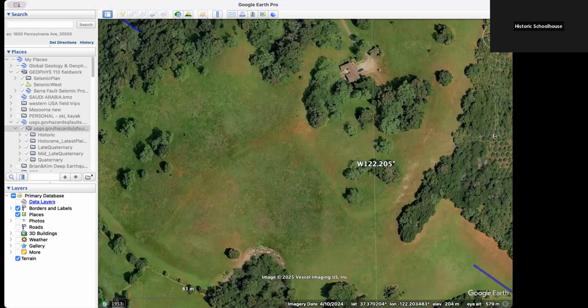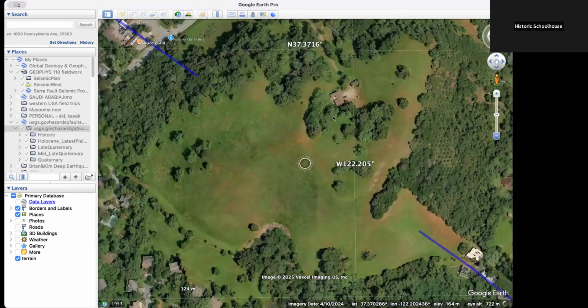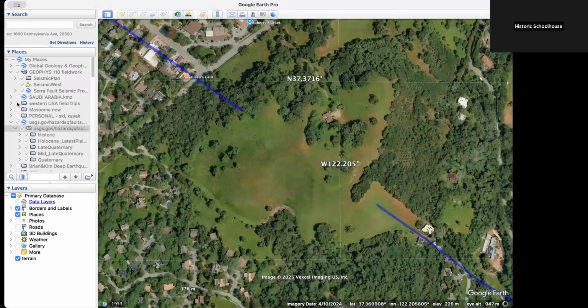Where are we? So the hawthorns, okay. That's the old house, I believe, right along Saddleback. It's probably also Mid-Pen, right? Yeah.